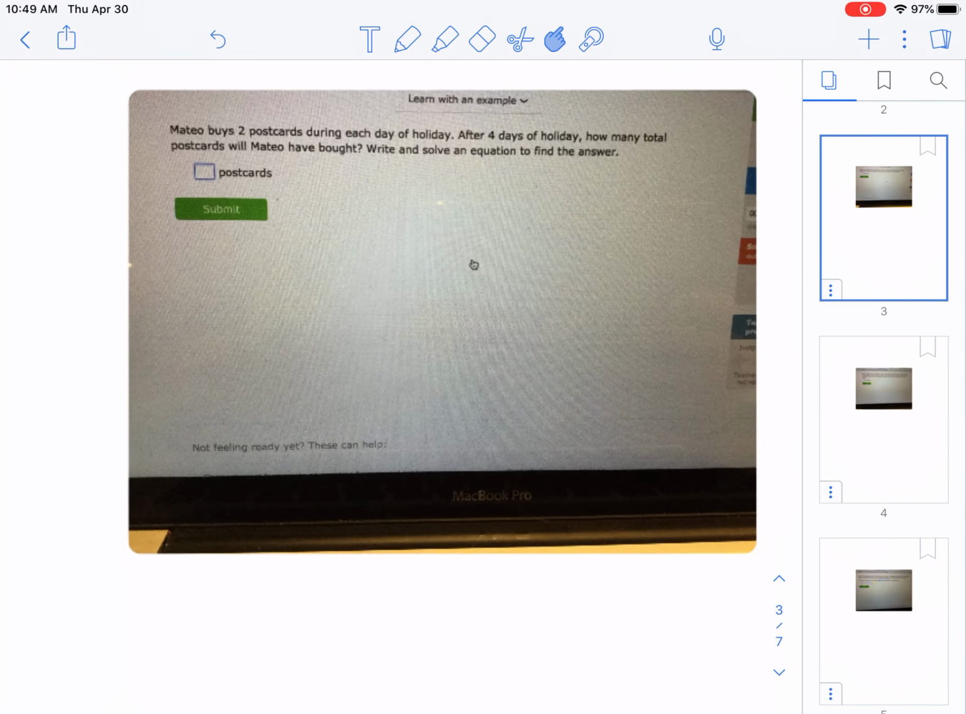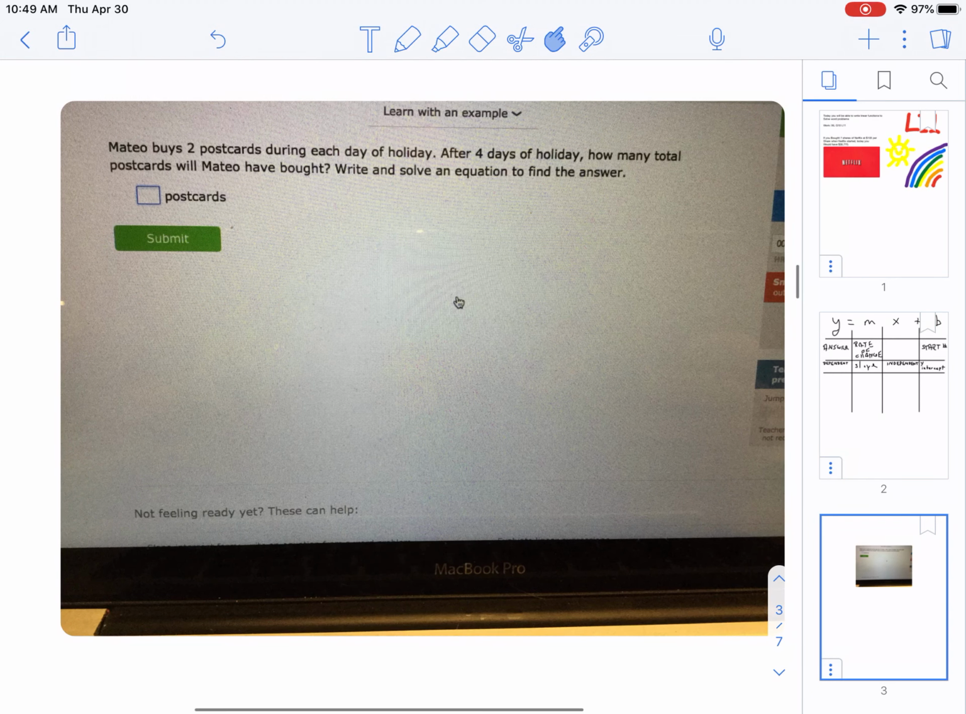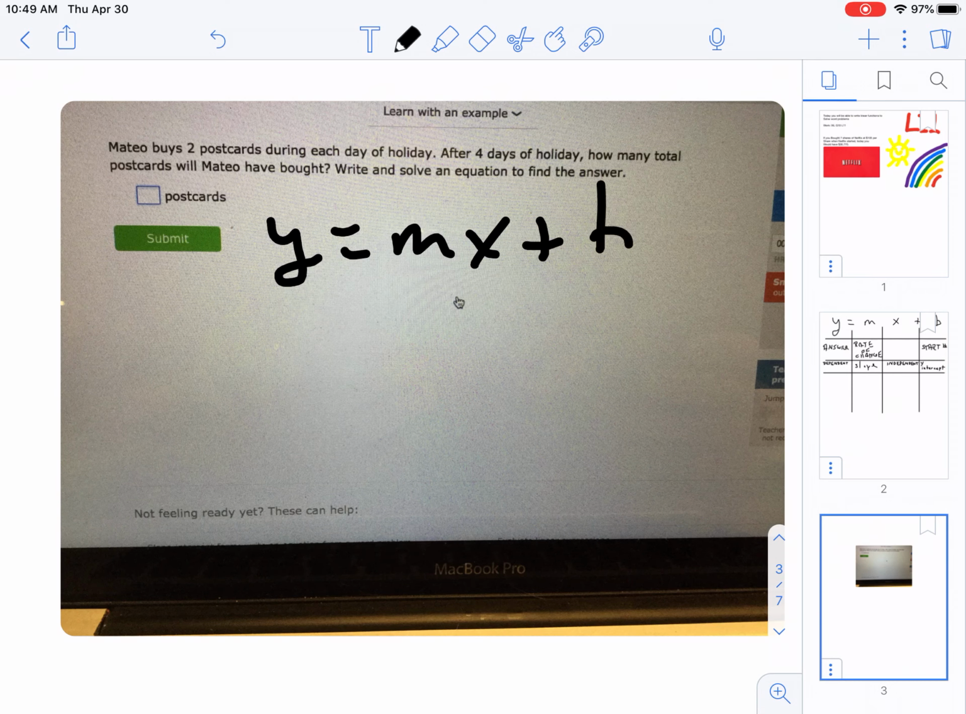So if we look at our first question, we're going to be using the formula y equals mx plus b. And then we have to decode the question to find which of the variables is the answer, which is the independent variable, which one is the starting variable, and which one's the slope. So when we look at the question, it says Mateo buys 2 postcards during each day of the holiday. So that means for every day he's going to buy 2 postcards. So the rate of change, or the slope, is 2.